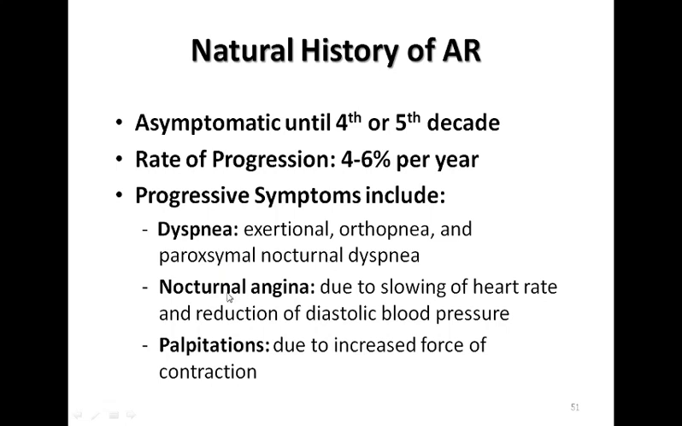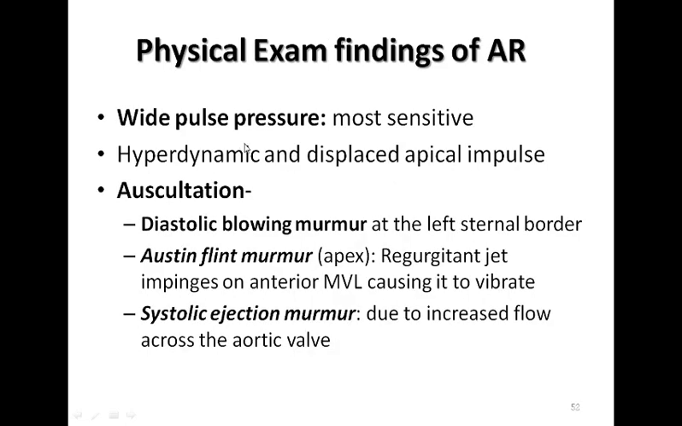Nocturnal angina is due to slowing of heart rate and reduction of diastolic pressure. Palpitation is due to increased force of contraction. Those are the common symptoms a patient will experience. Physical examination findings in chronic aortic regurgitation: you may get a wide pulse pressure. It's very sensitive. When you feel the pulse, you get a bounding pulse, and look for the collapsing pulse.